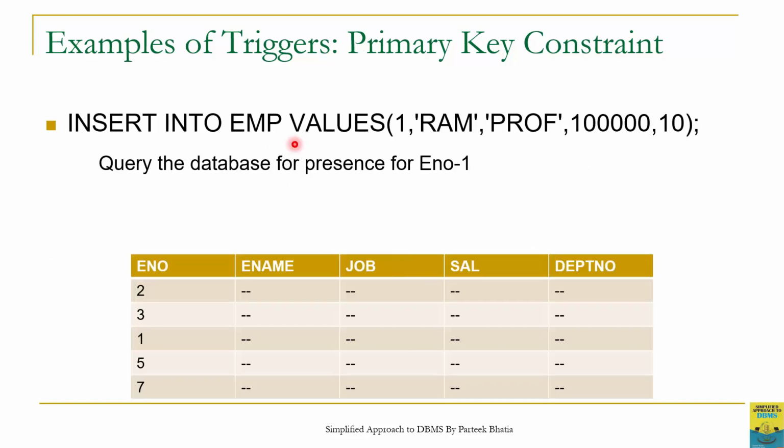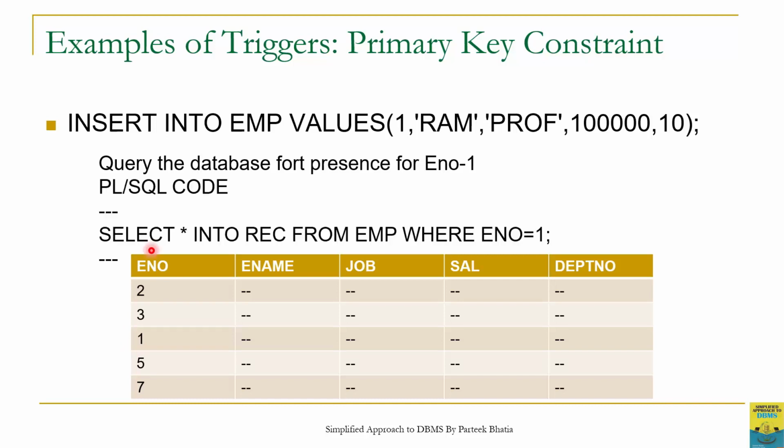So we can conclude that when we issue this insert statement over the emp table, it will query the existing database of the employee table. Let's suppose these are the contents of the emp table. It will query the database for the presence of E number 1 in the table. If this E number 1 is already present in the database, as shown in this case, then this insert statement will not be allowed. In order to implement this, Oracle will internally use PL/SQL code to check the presence of a record for E number 1 in the database.